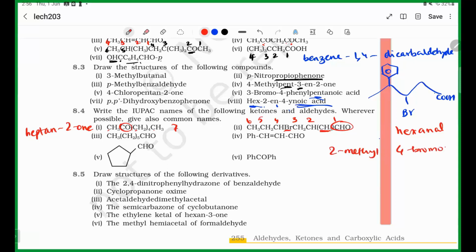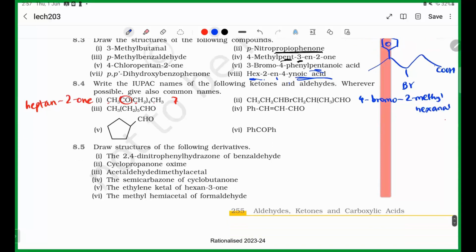But wait a minute. You can't write it like this because methyl begins with an M, bromo begins with a B, and B always comes before M in the alphabetical order, right? So you should write 4-bromo-2-methylhexanal. That is the name of the compound. So 4-bromo-2-methylhexanal. Okay, next.